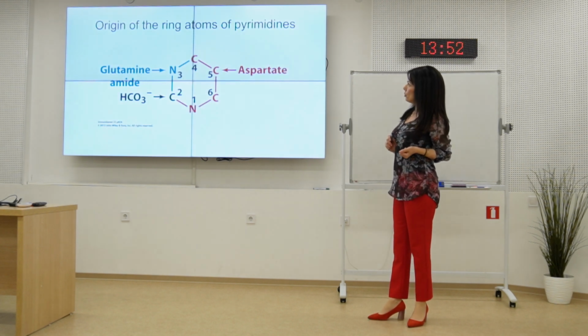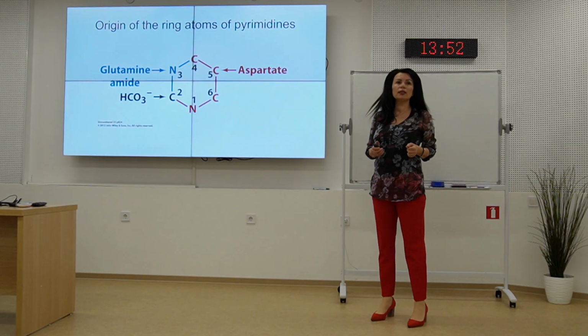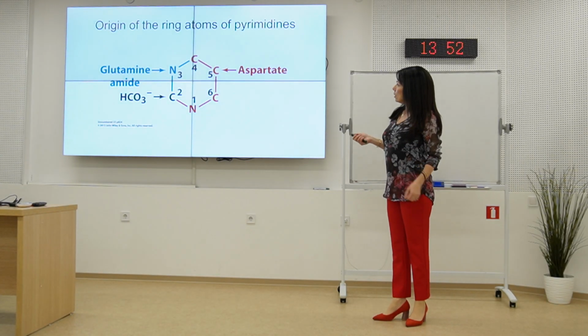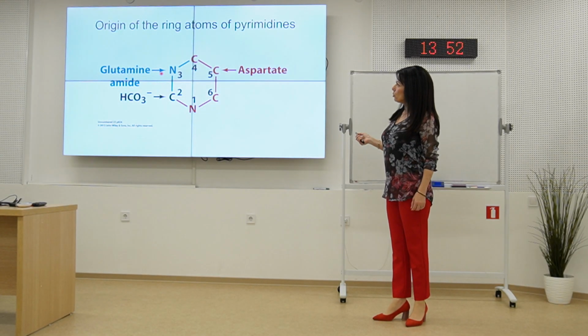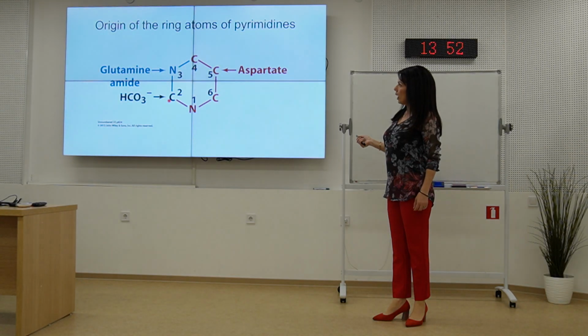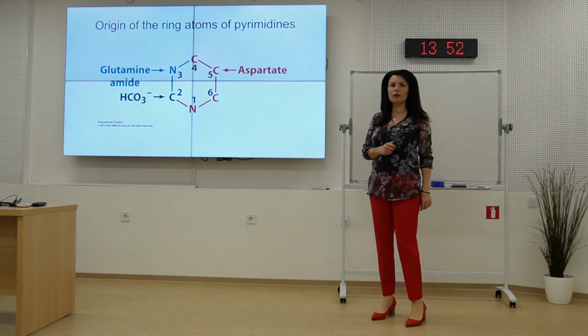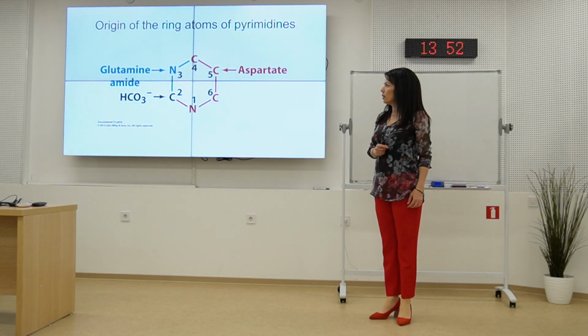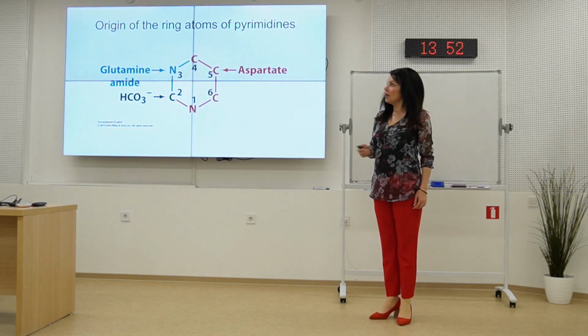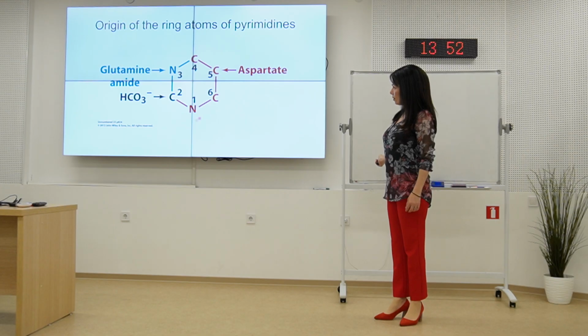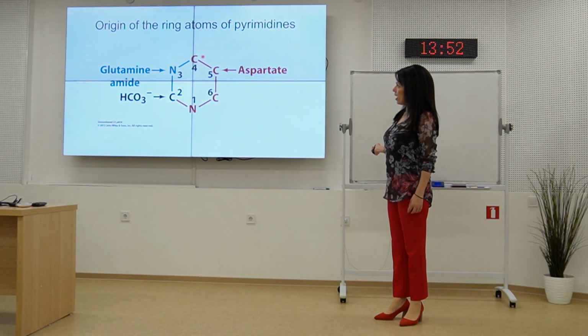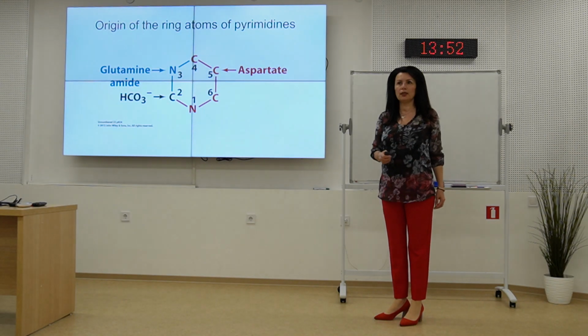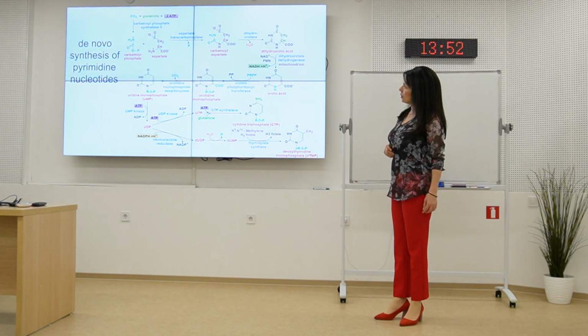This is the origin of the ring atoms of pyrimidine. 6 atoms they are. The atom number 3 comes from glutamine. The atom number 2 comes from carbon dioxide or bicarbonate anion. And atoms 1, 6, 5 and 4 come from aspartate. And let's see the de novo synthesis.